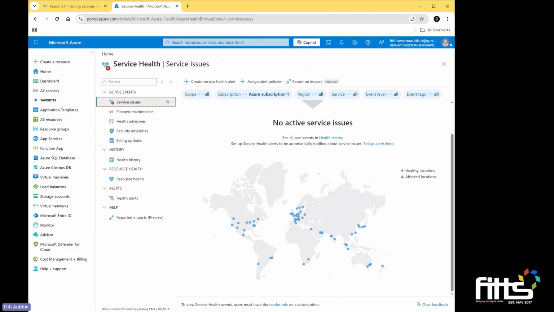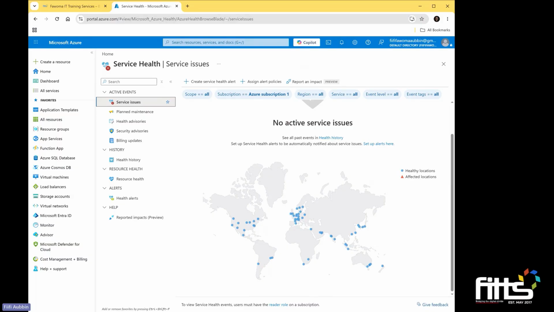So imagine one of Microsoft's data centers experiences an outage. Perhaps networking fails in a particular Azure region, or maybe a storage service becomes unavailable. Rather than spending hours trying to troubleshoot your own environment, Azure Service Health immediately tells you whether Microsoft is already aware of the issue. And this can save administrators a tremendous amount of time. Instead of guessing, you already know whether the problem originates from Microsoft infrastructure.